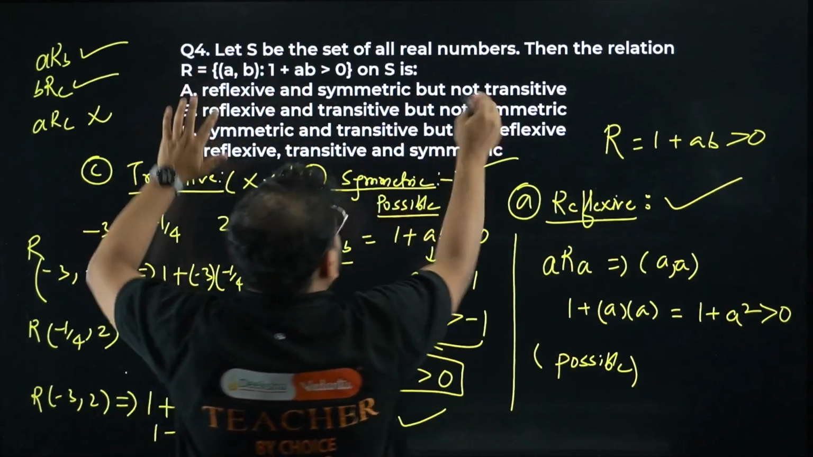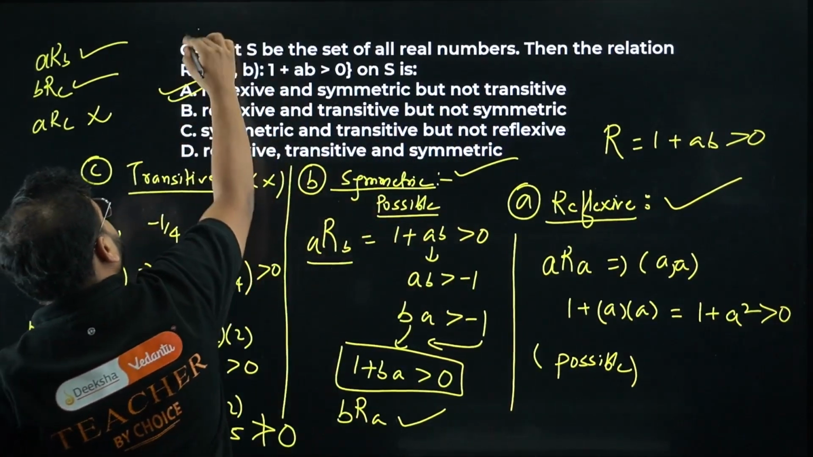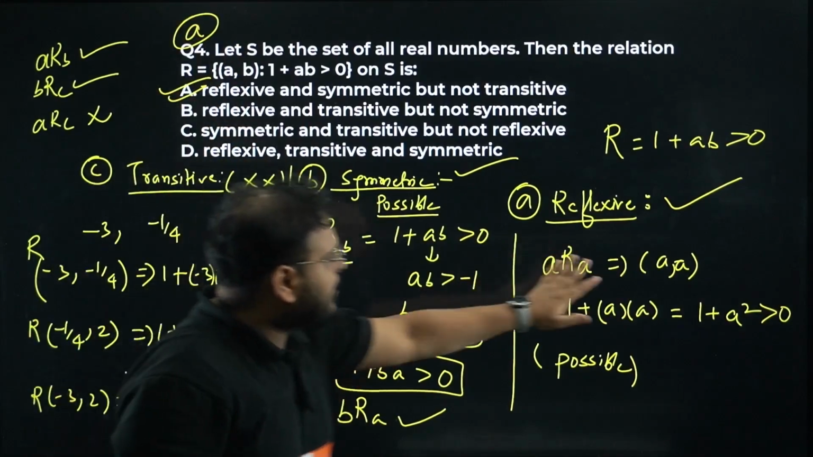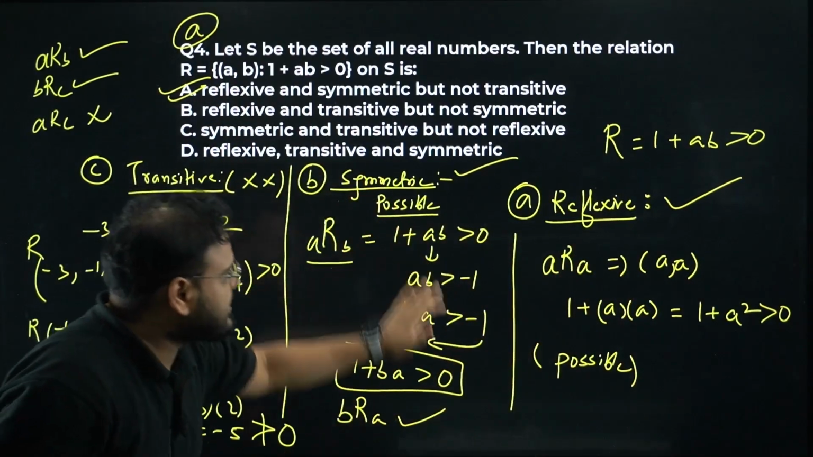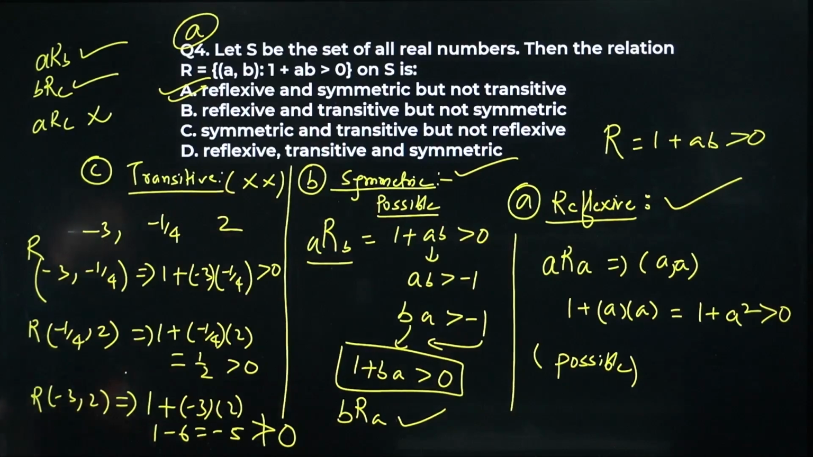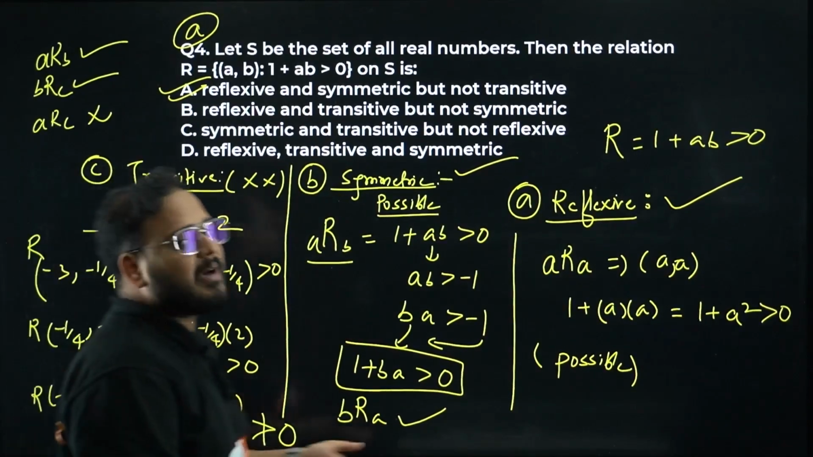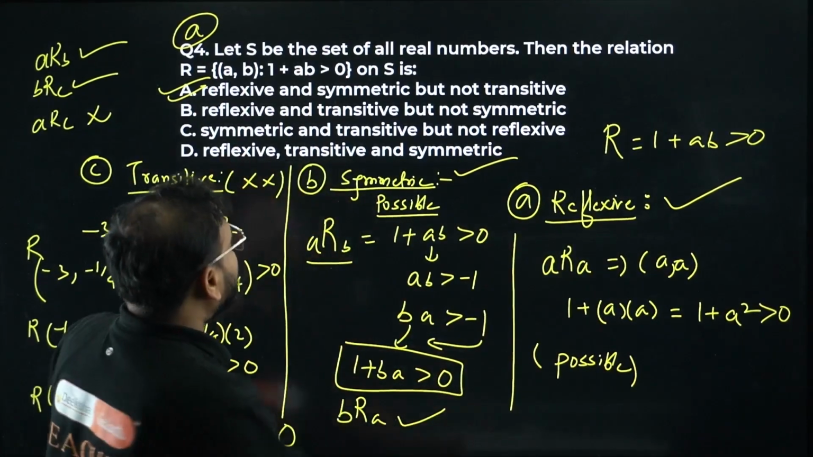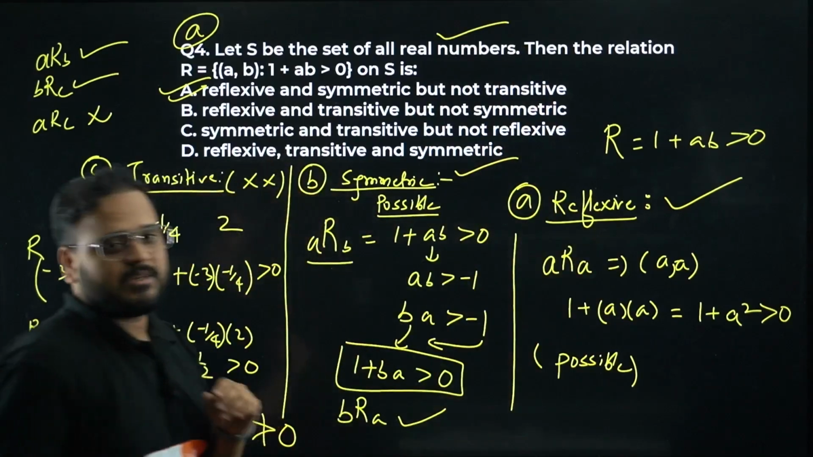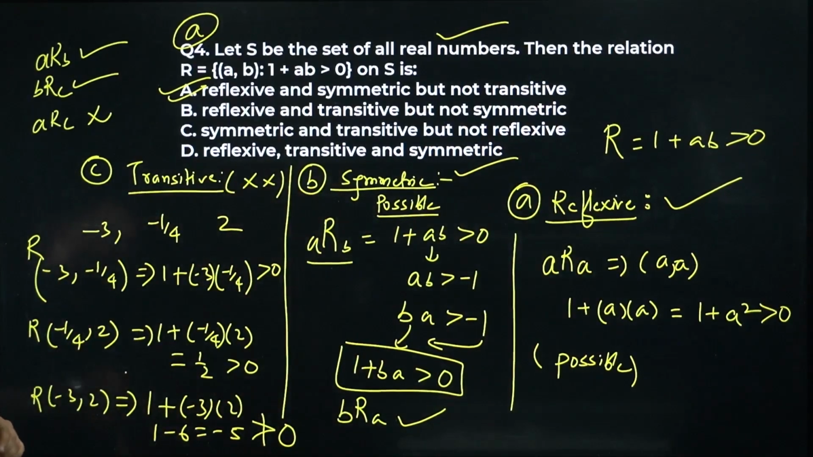Reflexive, symmetric, but not transitive. Option A is correct. Have a look: reflexive, possible. Symmetric, possible, but transitive, not possible. I just concluded with the help of 3 numbers, -3, -1 by 4 and 2, which are all real numbers. I hope this makes sense to all of you. I hope this is all visible to you.